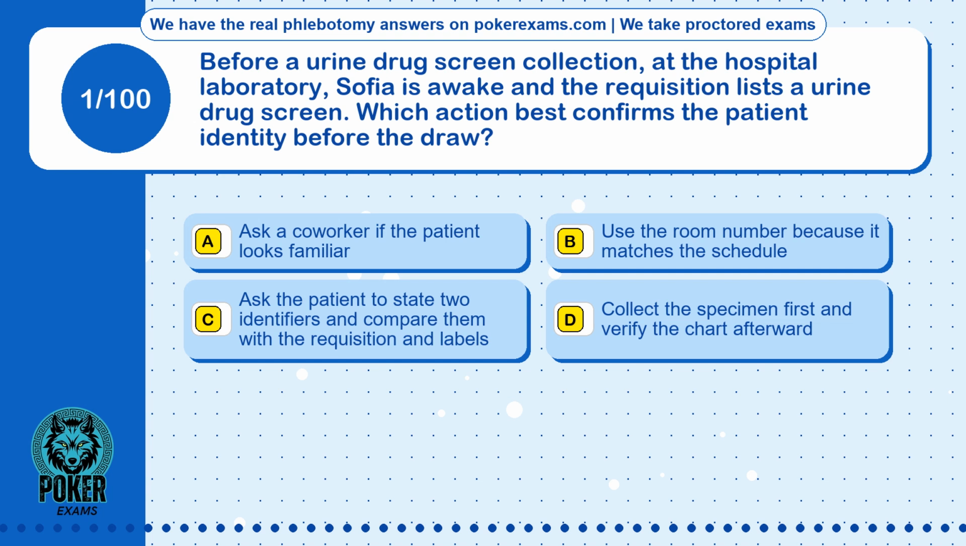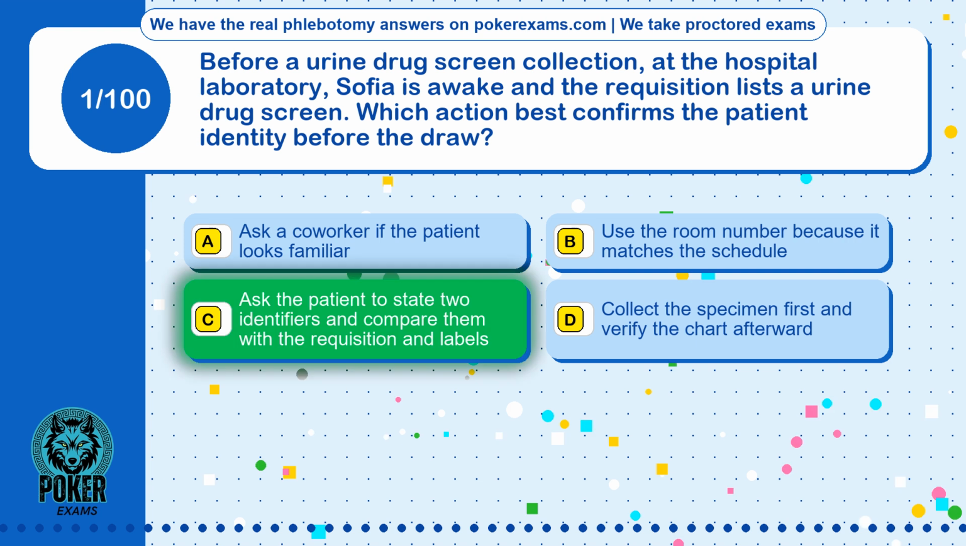Question 1. Before a urine drug screen collection, at the hospital laboratory, Sophia is awake and the requisition lists a urine drug screen. Which action best confirms the patient identity before the draw? Option A. Ask a co-worker if the patient looks familiar. Option B. Use the room number because it matches the schedule. Option C. Ask the patient to state two identifiers and compare them with the requisition and labels. Option D. Collect the specimen first and verify the chart afterward.